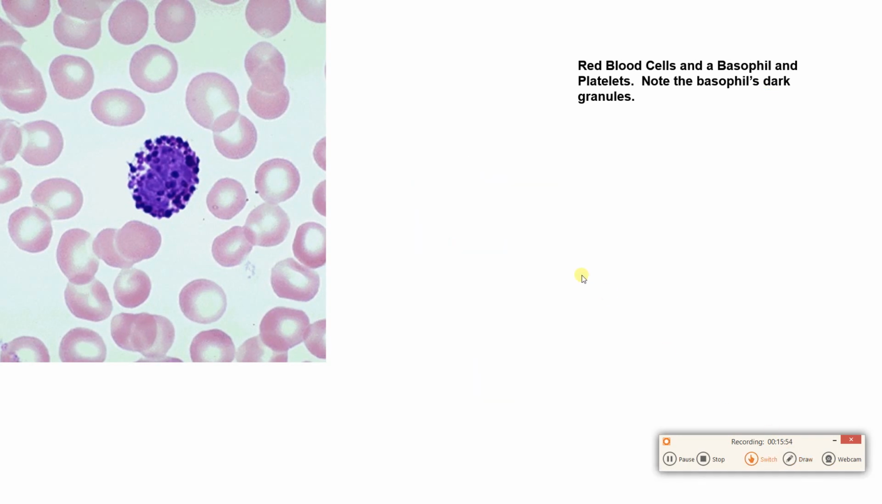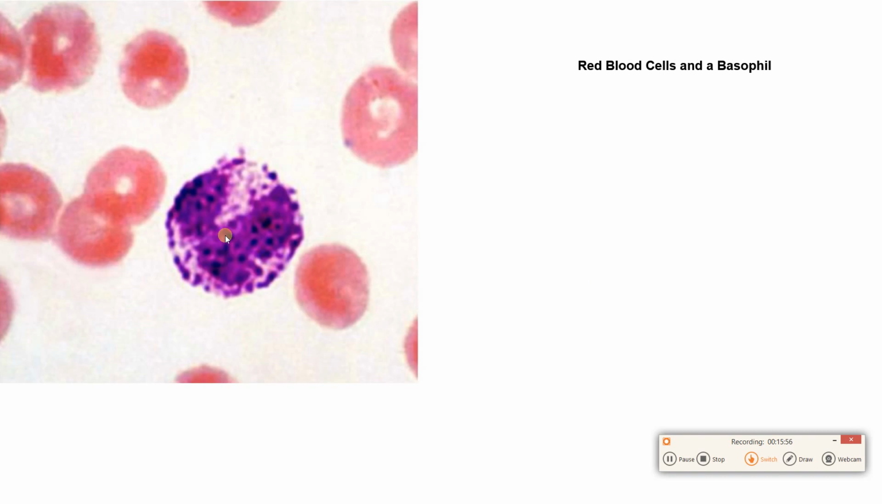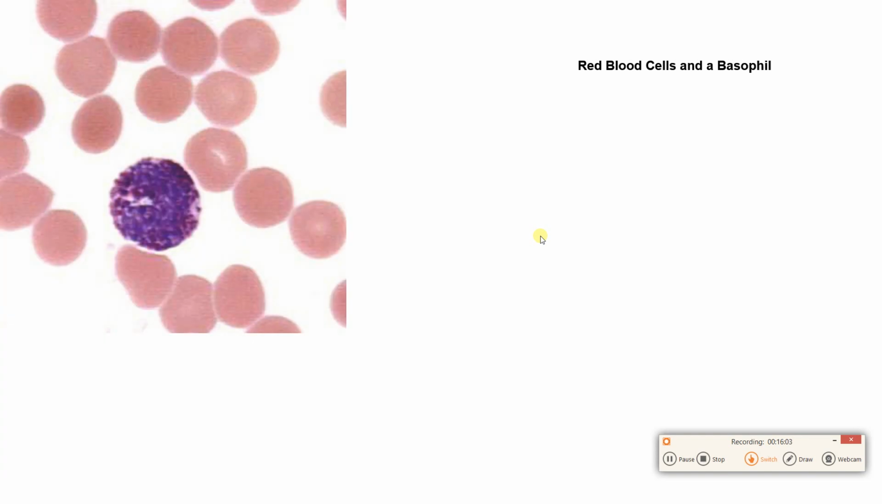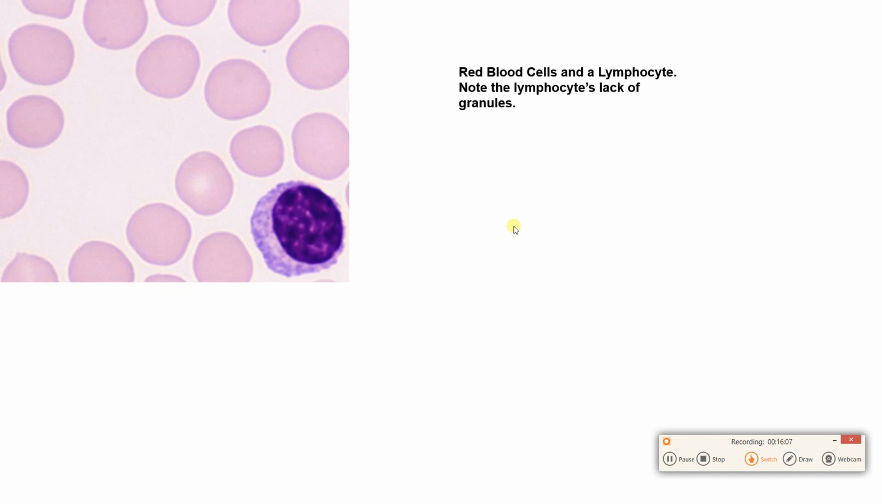Fantastico. Another beautiful basophil right here. Look at it. Look at its granules. Another one right there. Gorgeous basophil. Another one. Fantastic. And now we're done with our granulocytes. So we're moving on to the agranulocytes. So again, a bunch of red blood cells. And now I got a lymphocyte.